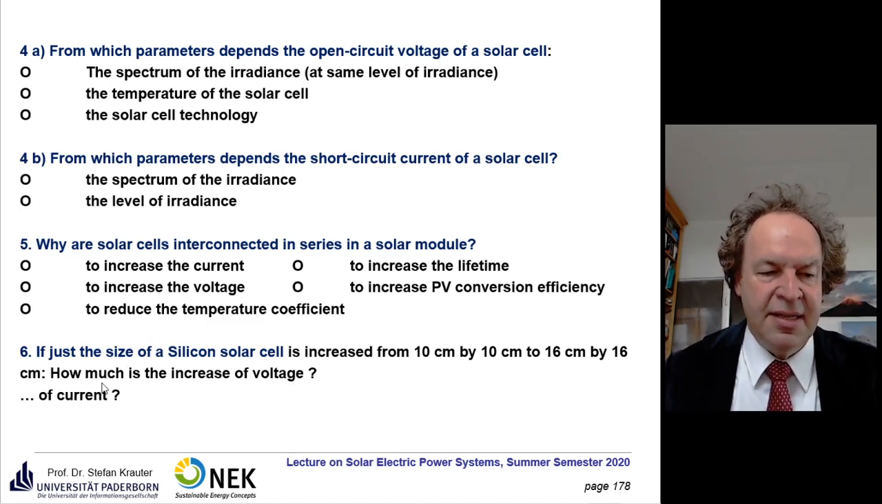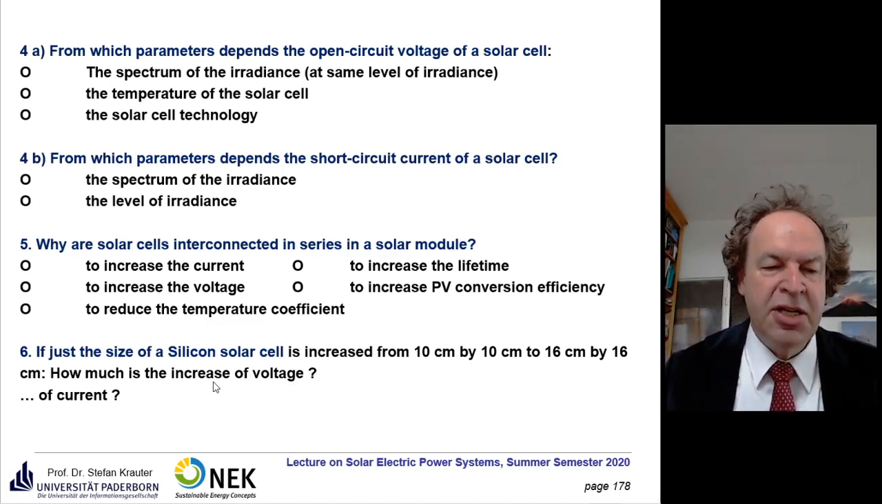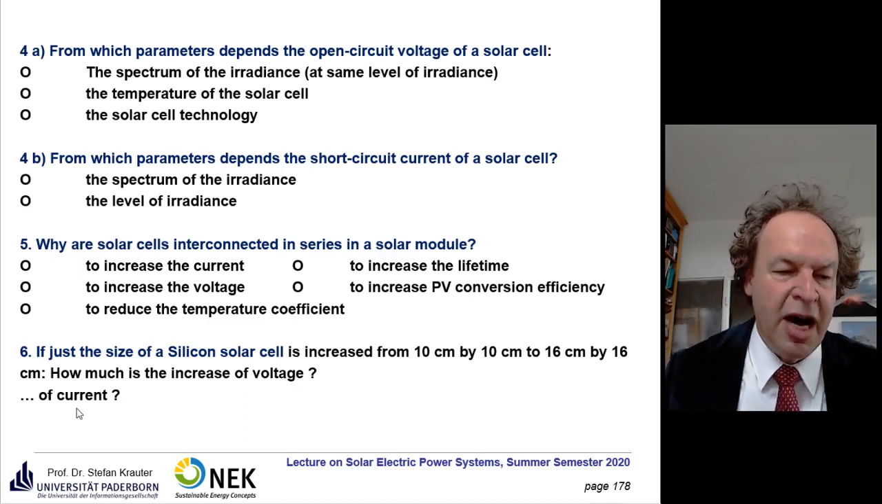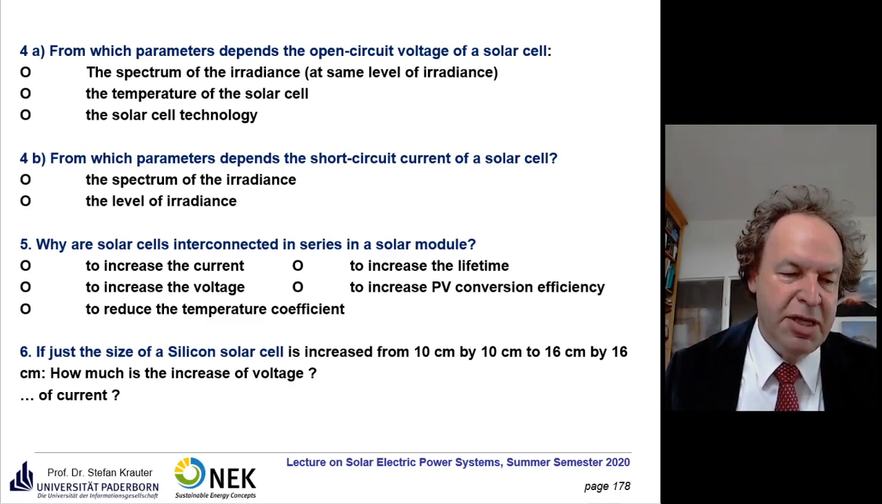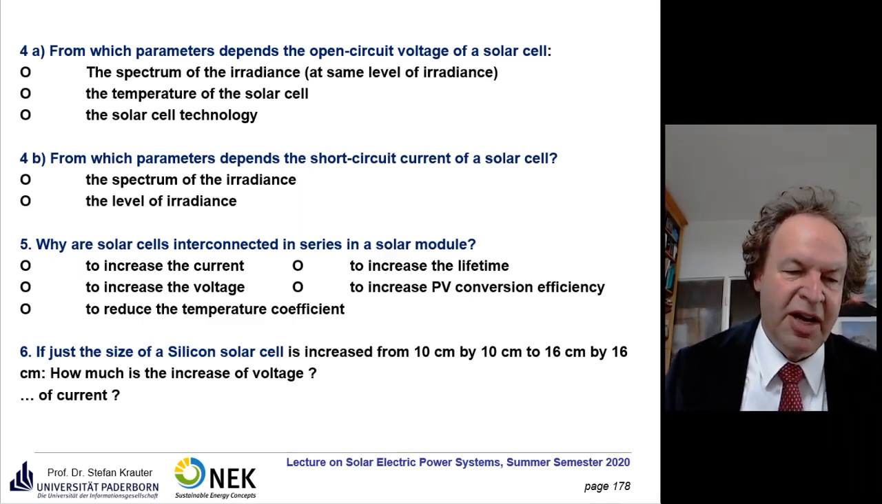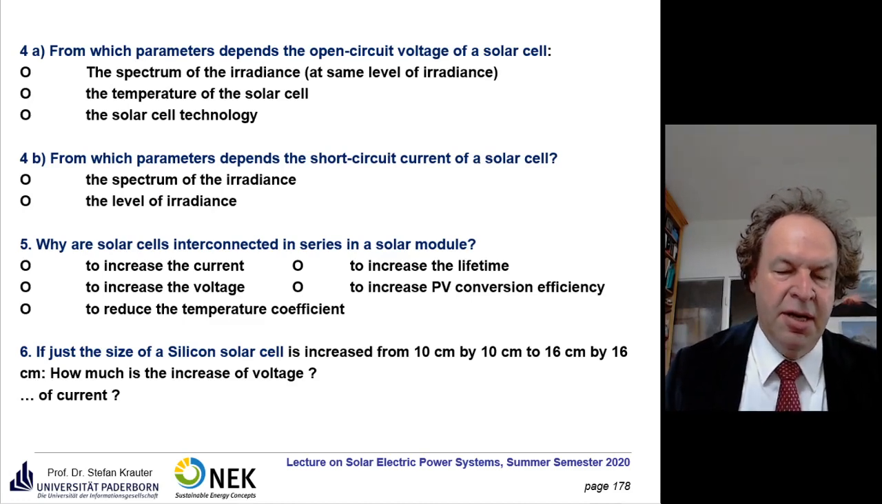Sixth is: if just the size of a silicon cell is increased from formerly 10 by 10 centimeters to nowadays 16 by 16 centimeters, how much is the increase of voltage of that solar cell and how much is the increase of current of that solar cell? Both relatively, just relatively: how many percent is it increased, or give a factor, or give both the factor and the percentage increase.